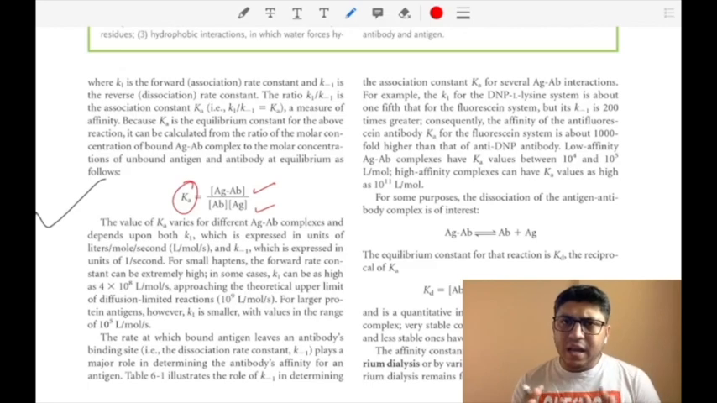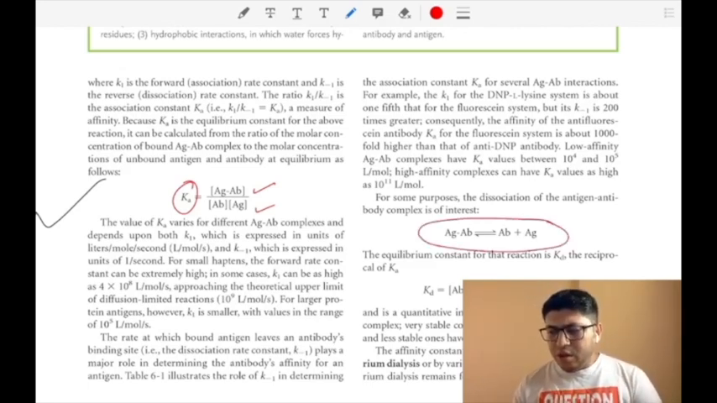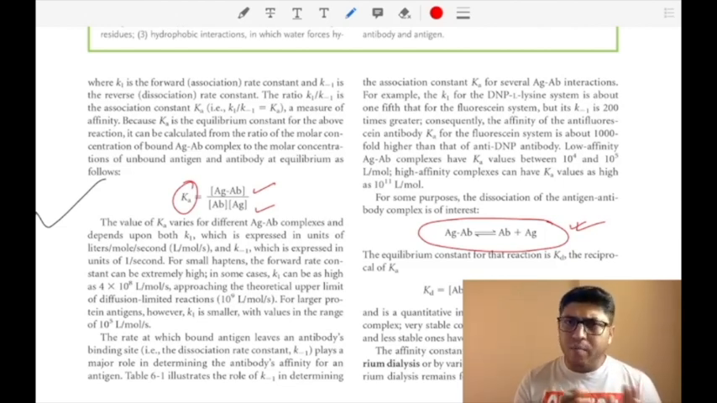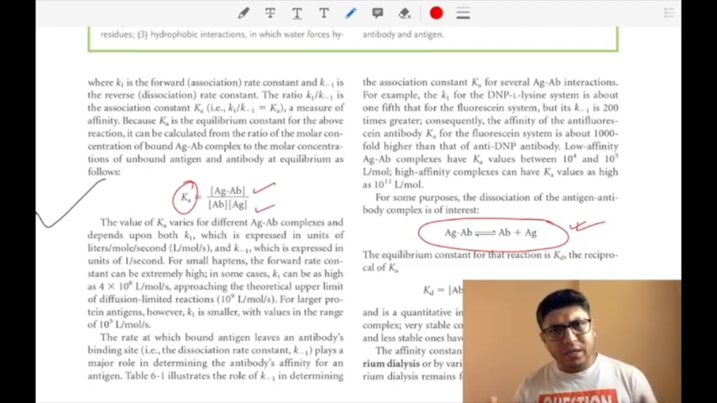Now, this antigen antibody complex formation reaction, as we can see, is a bidirectional reaction. It means antigen and antibody interact, they form antigen antibody complex. At the same time, this antigen antibody complex can again be split, অর্থাৎ তারা আবার খুলে যেতে পারে, dismantled.